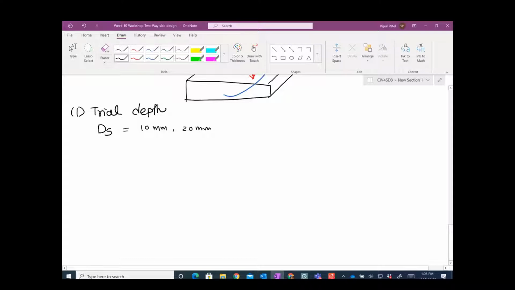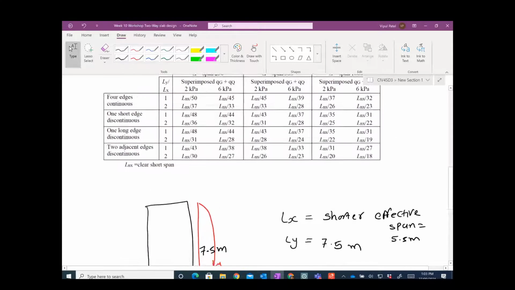So not 10 or 20. Typically you might have 150 millimeter, 120 millimeter, or 200 millimeter. That is a typical thickness of the slab that you're going to come up with. Now you might say, I don't want to remember that one. In that case, these tables might help.